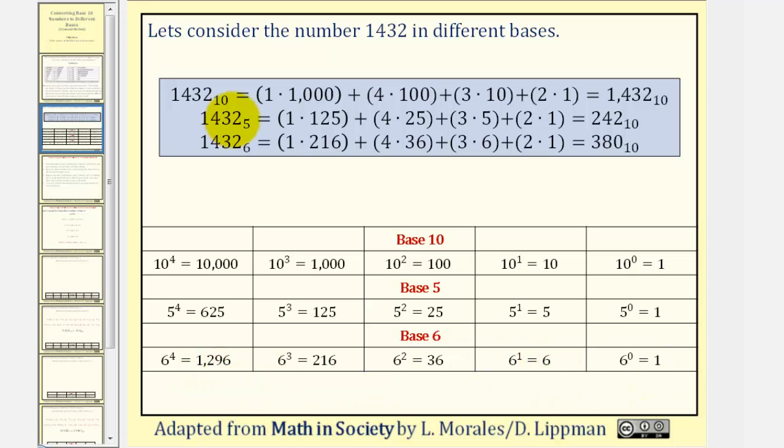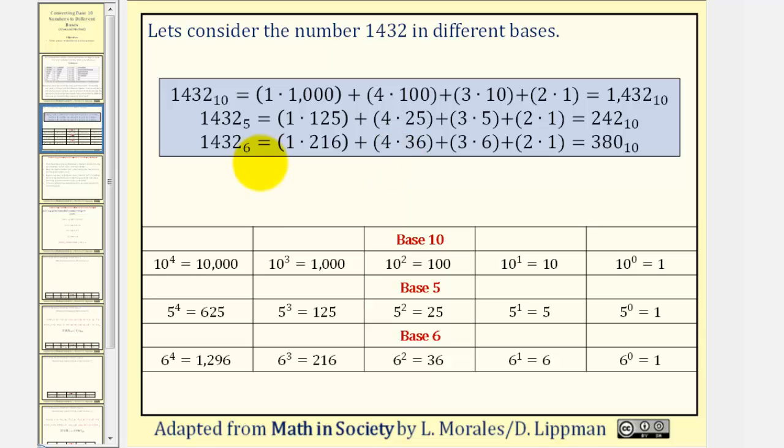So if we wanted to write these numbers in base 5 and 6 in base 10, the 1 now represents 1 125, the 4 represents 4 25's, the 3 represents 3 5's, and the 2 represents 2 1's, giving us 242 in base 10. For 1432 base 6, notice how this would be equal to 380 in base 10.